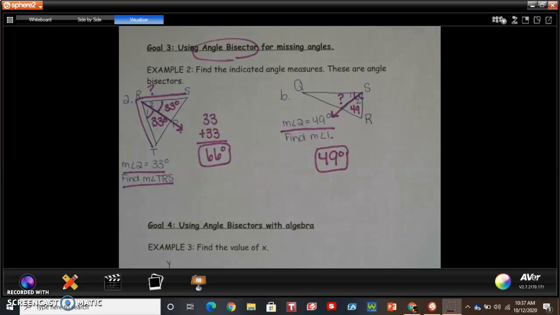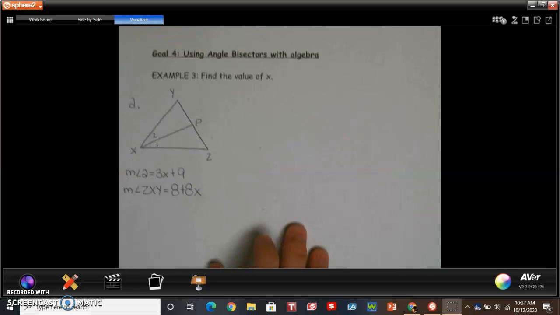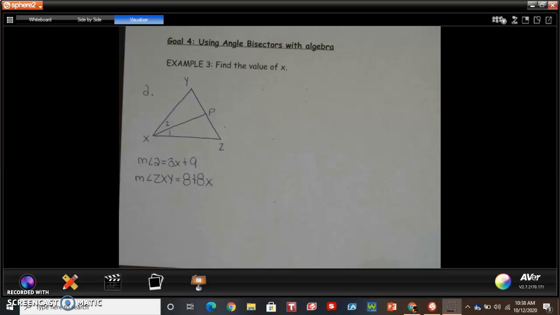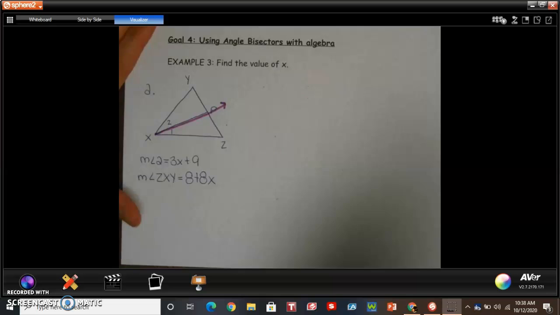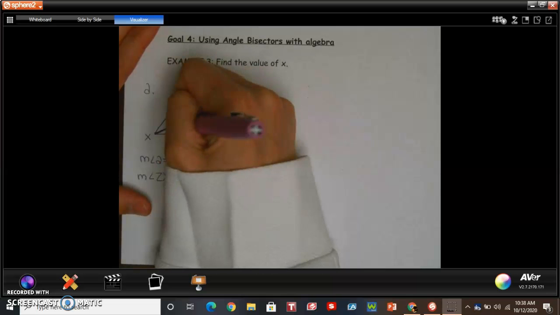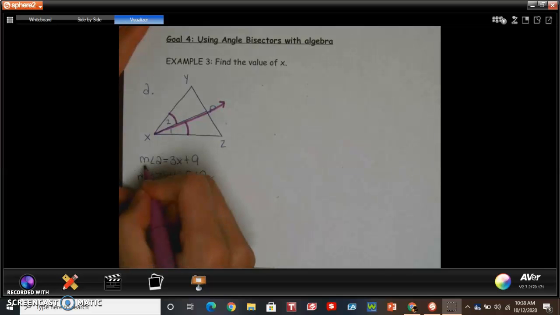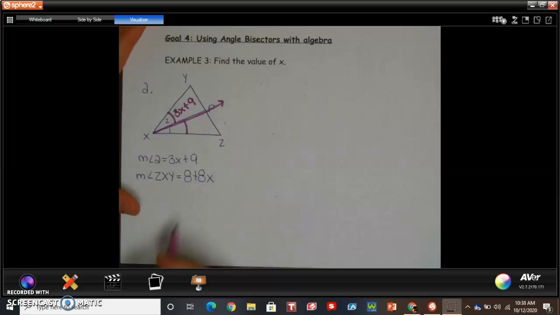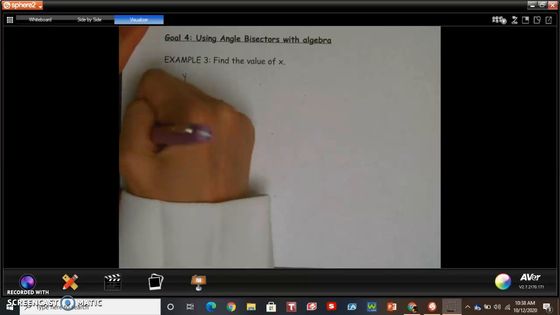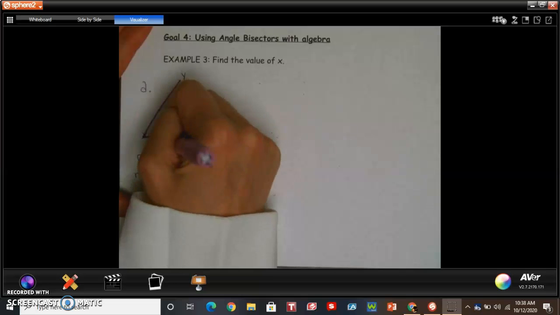Now, let's go a little step further with our angle bisectors, and this time let's throw in some algebra. So, we want to solve for x. We're going to do the same thing we just did. So remember, this is a ray. Remember that these are congruent because that ray is an angle bisector. So let's see what we know. We know that angle 2 is 3x plus 9. And they tell us that ZXY, the entire thing, is 8 plus 8x.